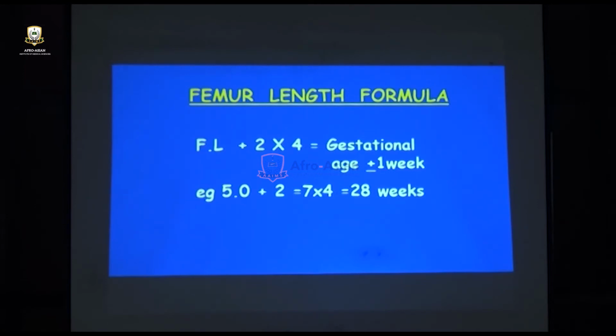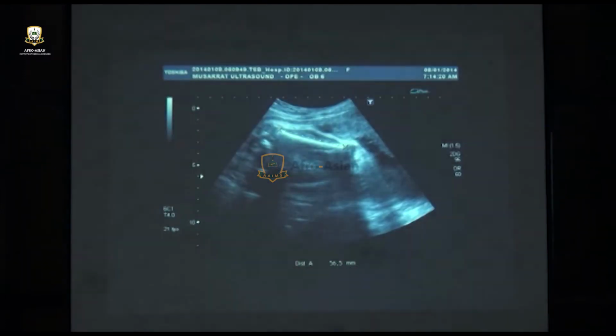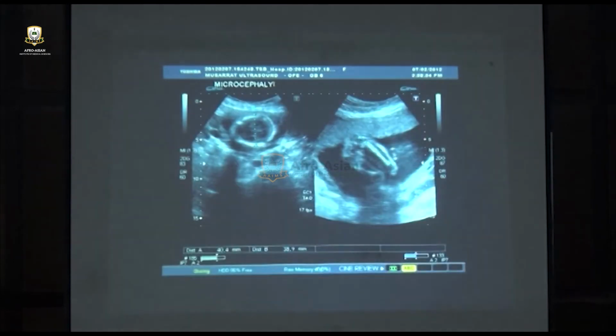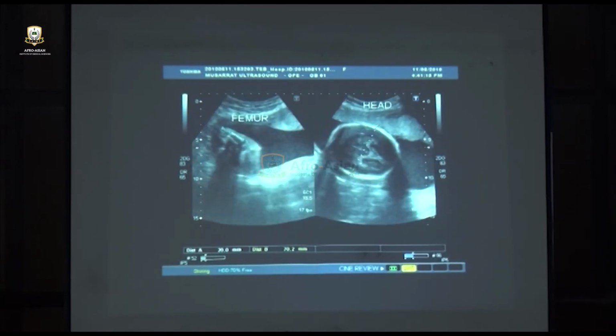Very ready reference formula to check whether the BPD and femur length are in conformity with each other. So here's the femur length, and I'll not waste your time on that. Here's a microcephaly because the femur length is bigger, is 4 centimeters, and the BPD is 3.8. Something is going terribly wrong in this picture, and you take them side by side and make the diagnosis.